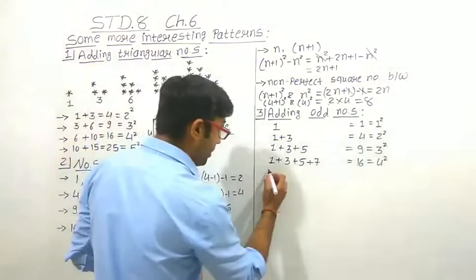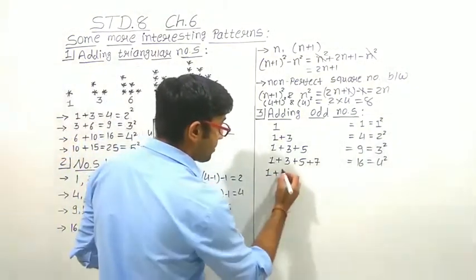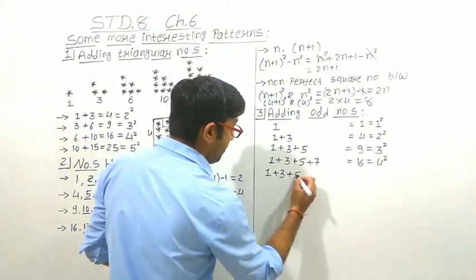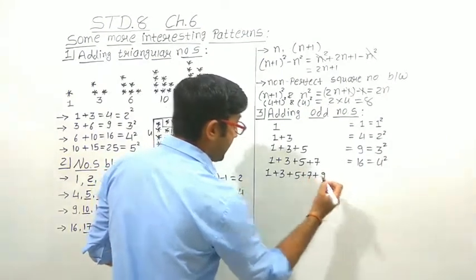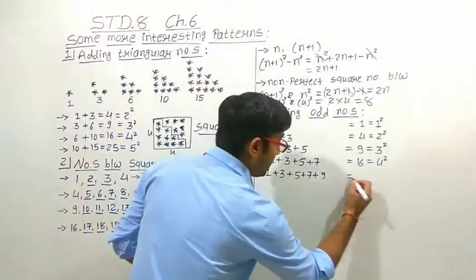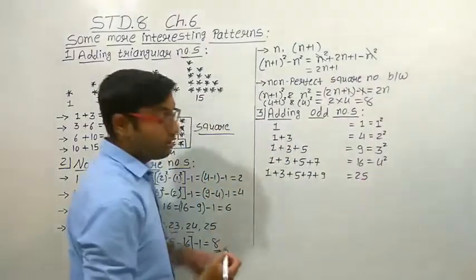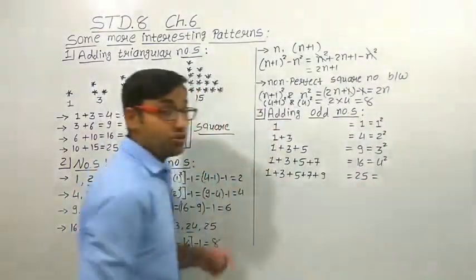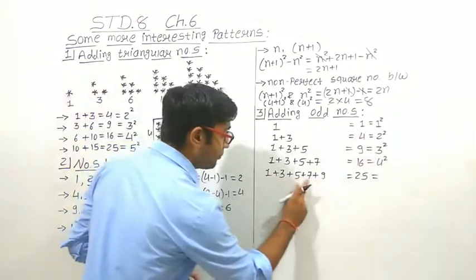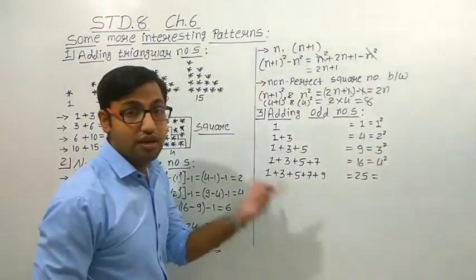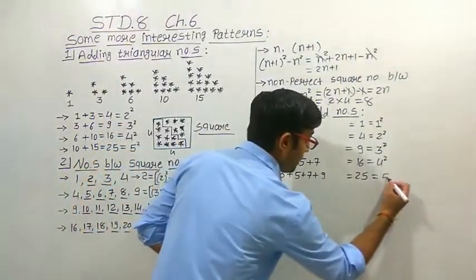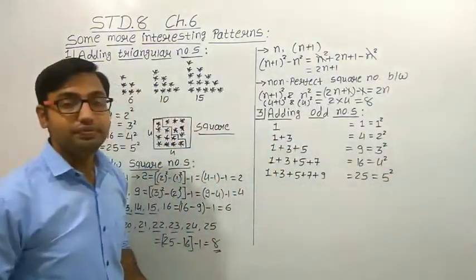Now you can think about, if we add 5 odd numbers, 1 plus 3 plus 5 plus 7 plus 9, then what we get? Total is 25. 25 is what? Which square? 1, 2, 3, 4 and 5. How many odd numbers did we add? 5. So the total is 5 square.